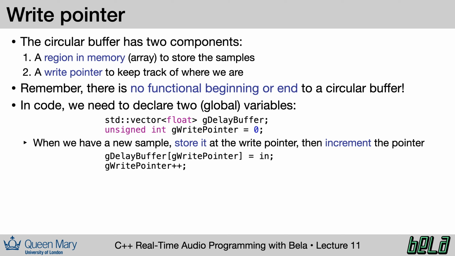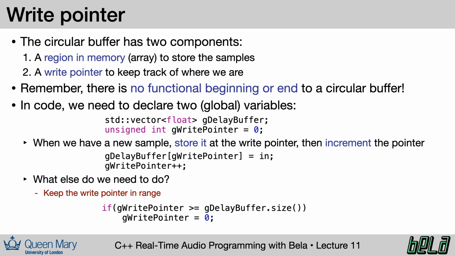Once we've done that, then inside of our render function, whenever we have a new sample, we can store it at the location in the array pointed to by the right pointer. Once we've stored the sample, we can increment the right pointer. There's one more thing that we need to do to make this a circular buffer. What's that? We need to keep the right pointer always within a valid range of the buffer. So, after we've incremented the right pointer, we check whether it's greater than or equal to the length of the buffer. Here you can see I'm using the method for the C++ vector class called size. When the right pointer reaches the length of the buffer, then we reset it to 0 so that the next samples are stored again starting from the earliest part of memory.